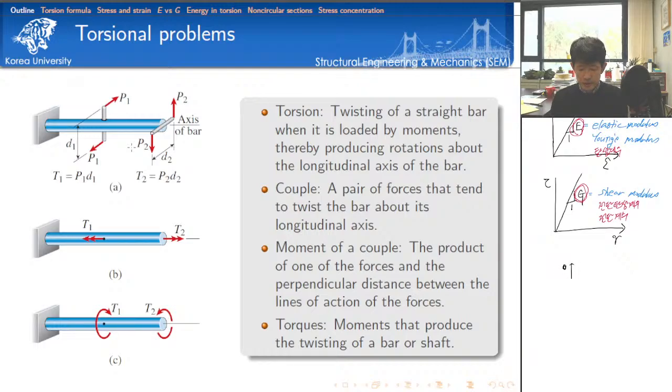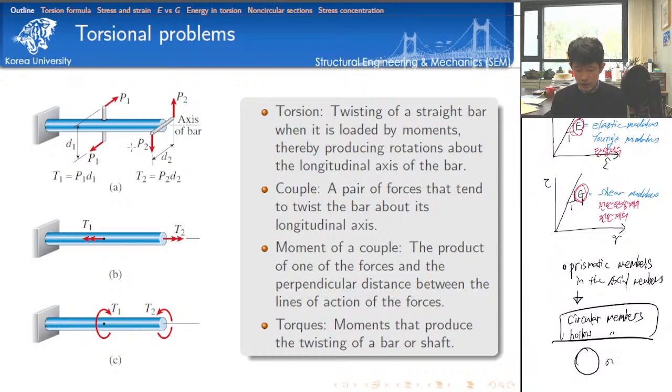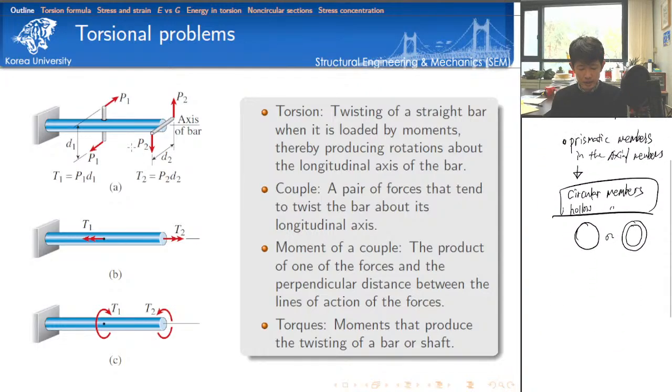When we discussed axial members, we considered prismatic members, in the chapter on axial problems. But here we want to consider not just arbitrary prismatic members, but only circular members or hollow members. Anyway, the cross section should be circular, or like a tube. Whatever we discuss in this chapter should be applied to these circular members. It's limited to the circular member. This is very important.